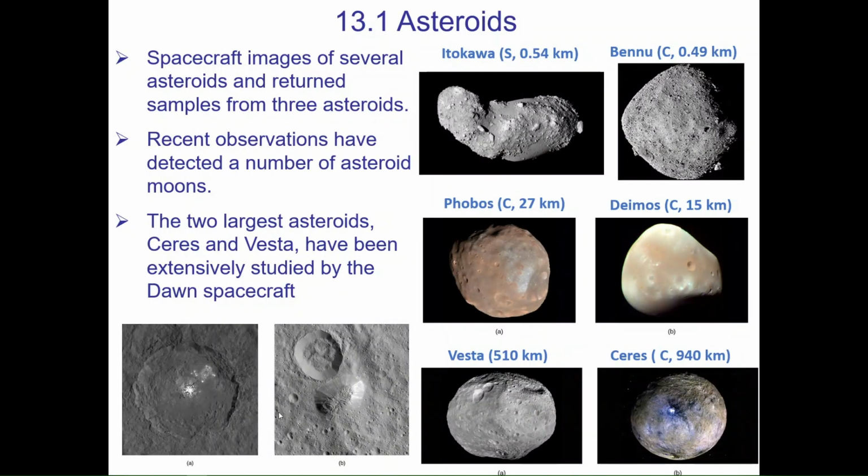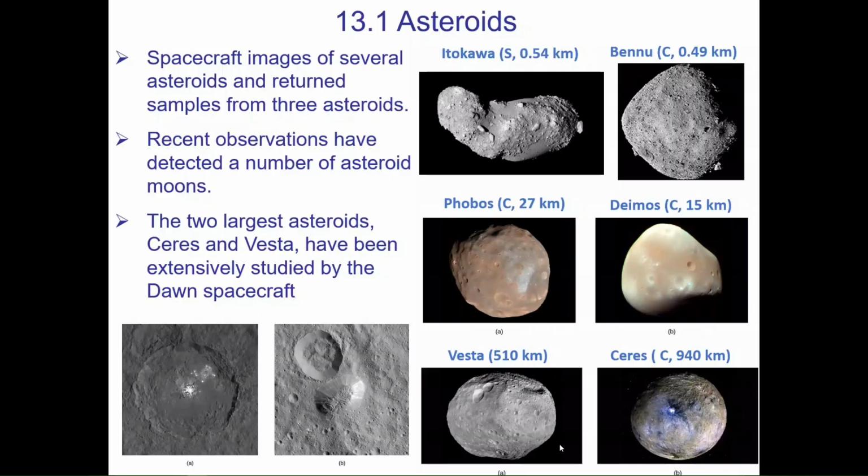And later on, Japan's Hayabusa 2 mission visited another asteroid called Ryugu, which is a C-type asteroid. It collected a small sample and successfully returned it to the Earth in December 2020. They found a very rich complement of organic molecules in this mission.